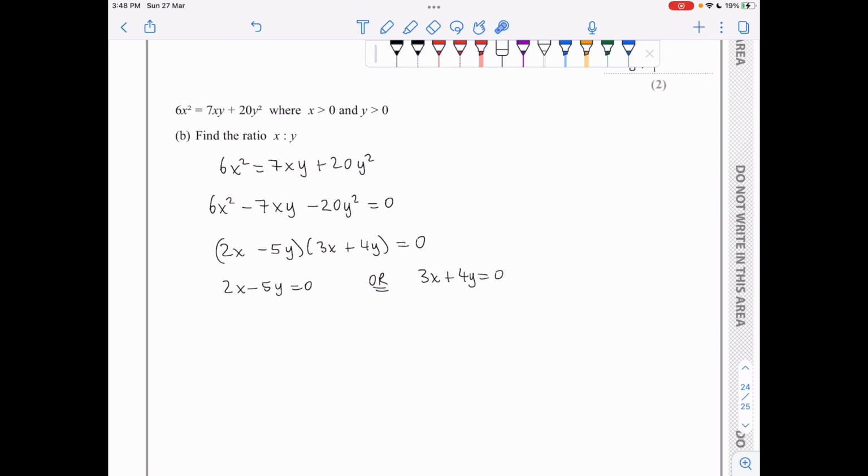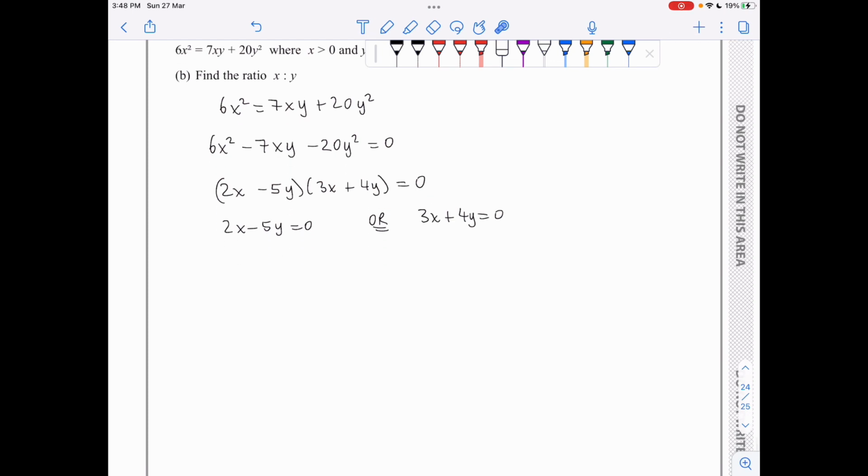Now, for the factorization, it takes a bit of experimentation to get the right split with the 2 and the 3 and the minus 5 and the 4. But once you get it, it's fine. Now 2x minus 5y is 0, so 2x is 5y, or 3x is minus 4y. Now, x over y here is 5 over 2, and both of them are positive.